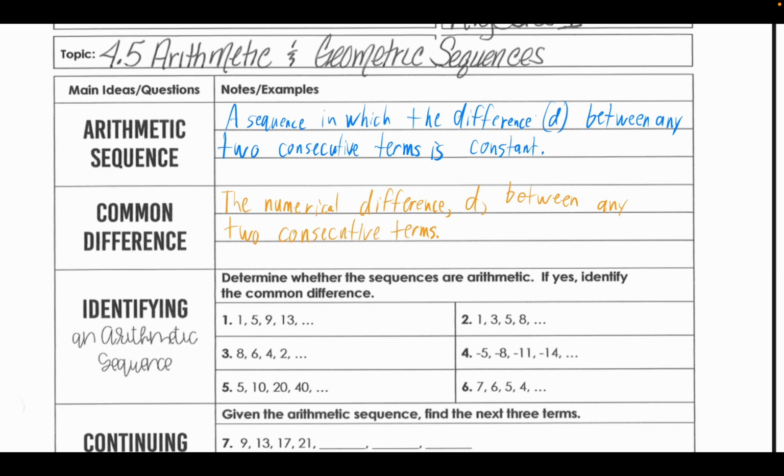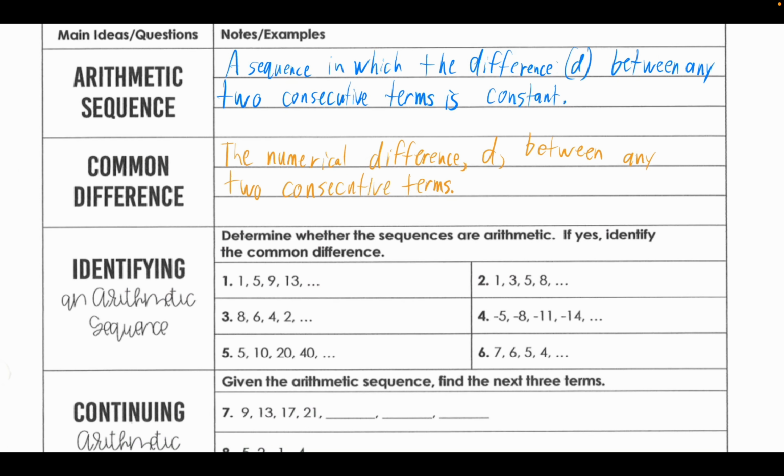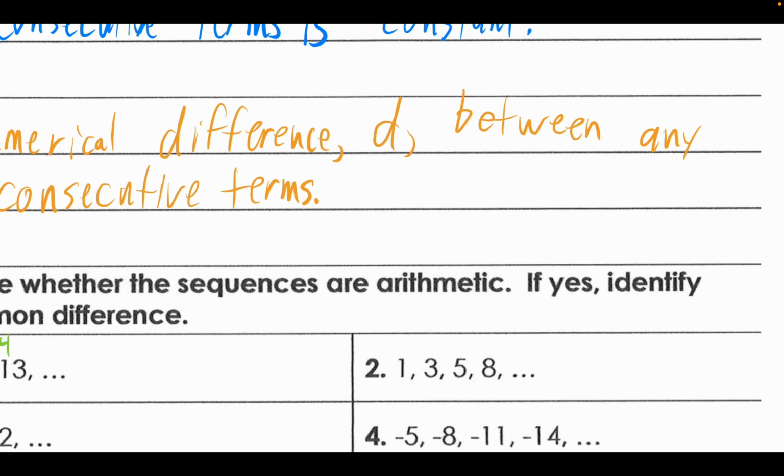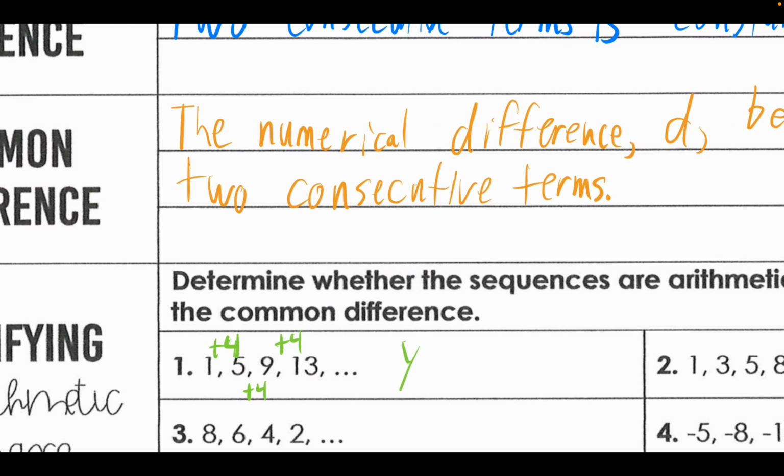So we're going to identify whether these are arithmetic sequences or not, and if they are, we're going to identify the common difference, D. So number 1, from 1 to 5, we increase by 4. From 5 to 9, we increase by 4. And from 9 to 13, we increase by 4, and it just keeps going. And so as we can see, it's increasing by the same amount. And so yes, this is an arithmetic sequence. And the D, or difference, is positive 4. It's increasing by 4 from one term to the next.